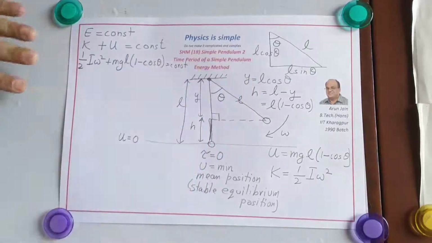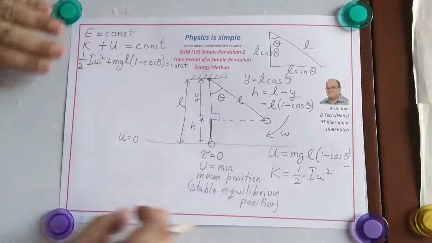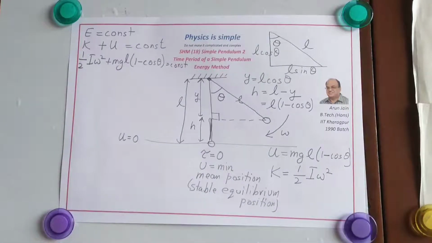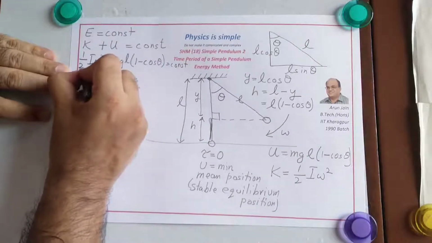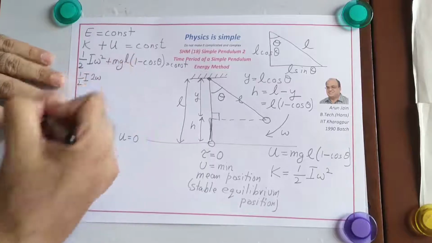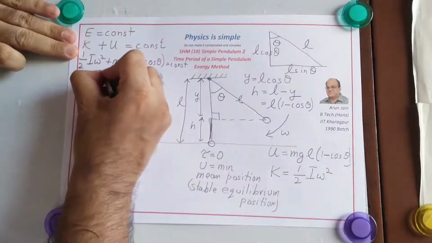If we differentiate a constant with respect to anything, we get 0. So we can differentiate this equation with respect to time, and that will be equal to 0. Half and I are constants. If we differentiate omega square we get 2 omega. We are differentiating with respect to time, so we differentiate omega again with respect to time. We'll get d omega by dt.